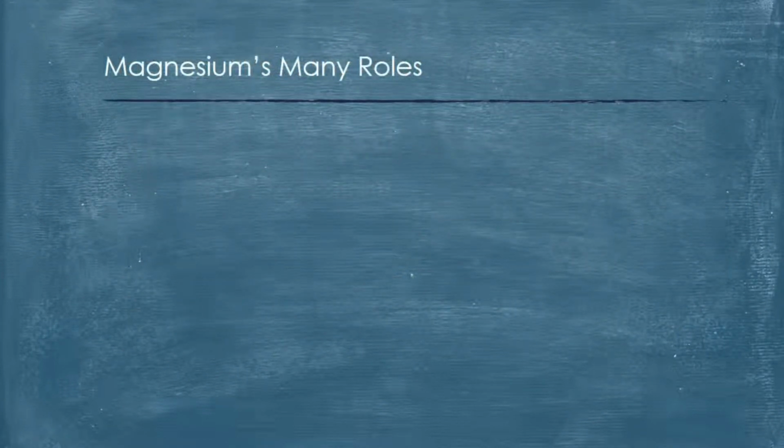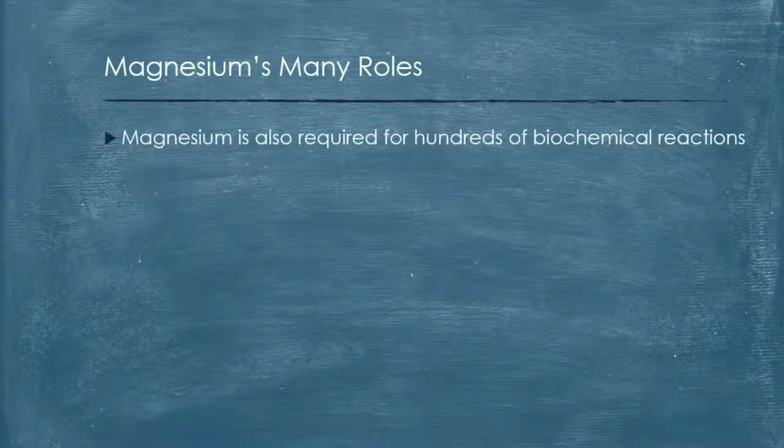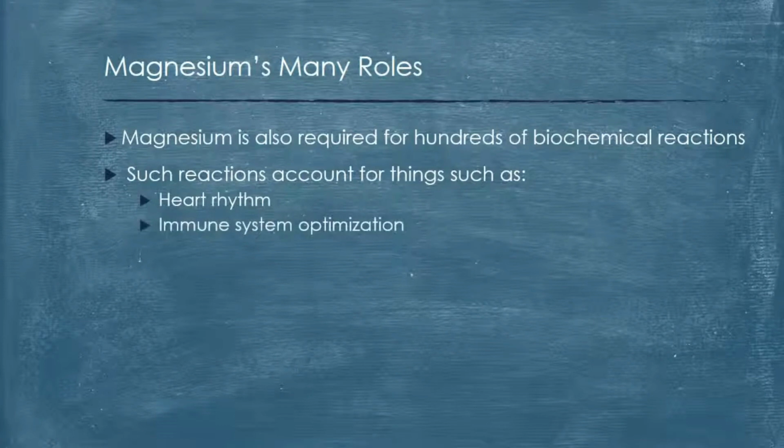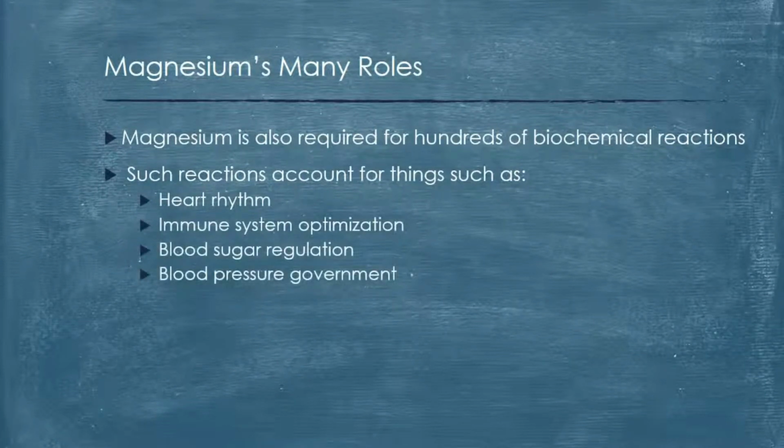Magnesium itself plays many roles within the body. It's also required for hundreds of biochemical reactions. Such reactions account for things such as heart rhythm, immune system optimization, regulation of blood sugar, government of blood pressure, and many more.